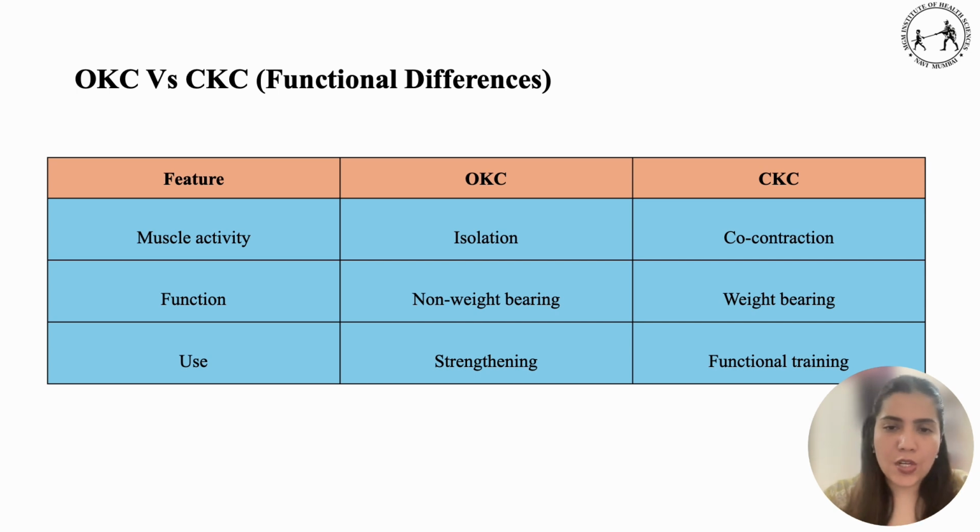Now there are certain functional differences as well between these two chains. If we consider muscle activity, open kinematic chains involve fewer muscles, so isolated muscle activity, whereas closed kinematic chains involve co-contraction of multiple muscles. Usually open kinematic chains are non-weight bearing activities and closed kinematic chains are weight bearing activities. Typically, open kinematic chain exercises are used for strengthening of targeted muscles, whereas closed kinematic chains are preferably used for functional training.